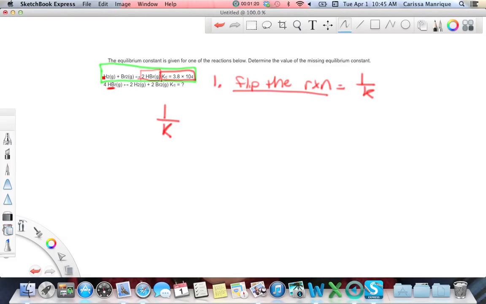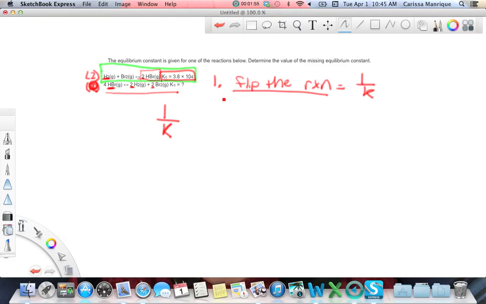Now the other thing I did is I multiplied this whole reaction up here by 2. Do you see now? Look at H2. H2 did not have any number in front of it. Now it has a 2 in front of it, meaning I multiplied it by 2. Br2 had a 1 in front of it. Now it has a 2. This one has a 2 in front of it, HBr, and now HBr has a 4. So basically I multiplied the above reaction by 2. When I flip the original equation and multiply it by 2, it looks exactly like the bottom one.